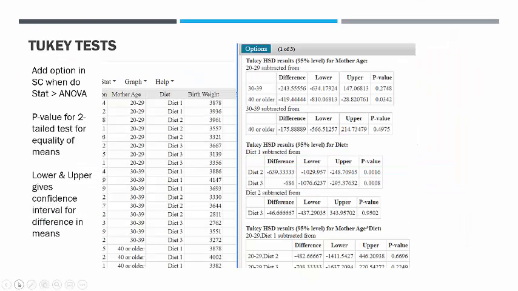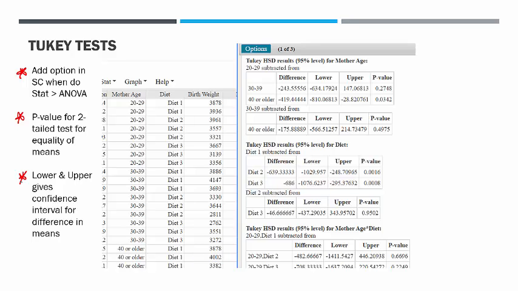And that, my friends, is 2-way ANOVA. Oh, and I lied. I said we were done. One last thing here. The Tukey test is a follow-up. So you can add a Tukey test when you run the 2-way ANOVA or the 1-way ANOVA. The p-values that you'll see in the Tukey test results are for a two-tailed equality of means test. And then you'll also see lowers and uppers. Those are confidence interval estimates for the difference in means.